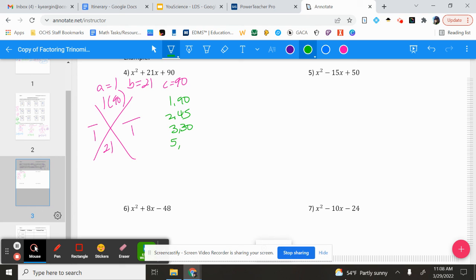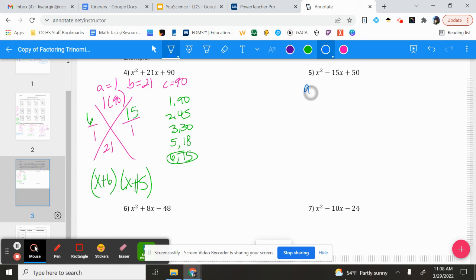5 and 18. 6 and 15. And I can stop right there because I know my numbers that add up need to equal 21. So 6 and 15. X plus 6, x plus 15.